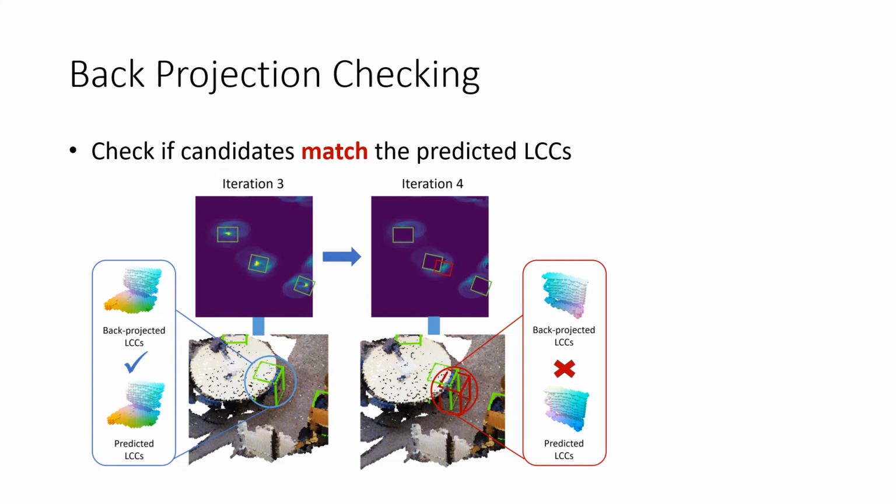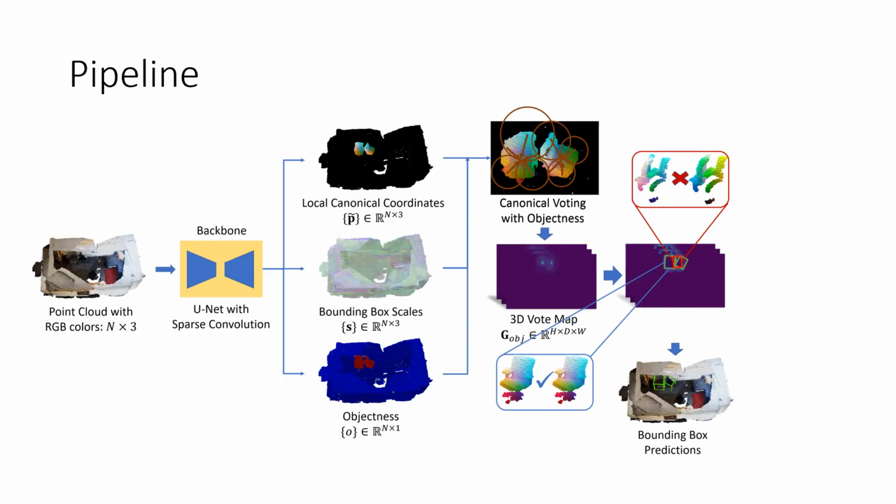Due to the object symmetry and the exhaustive search of orientations, there will be some false positive peaks in the final vote map. In order to eliminate them, we back-project the points with the candidate bounding box to get the back-projected LCCs, and then compare them with the network-predicted LCCs. If they do not match, we reject them. This greatly increases the precision of our model. The whole pipeline is shown in the graph.